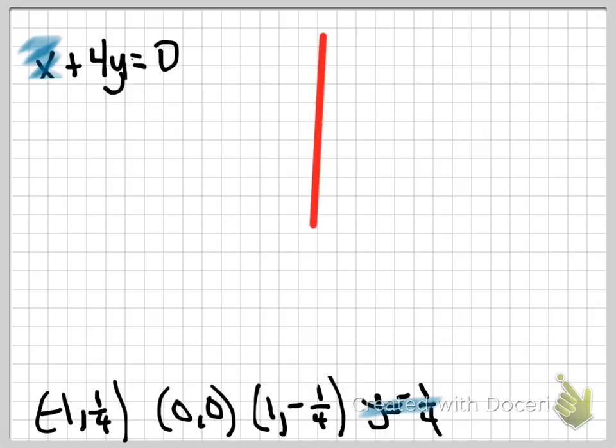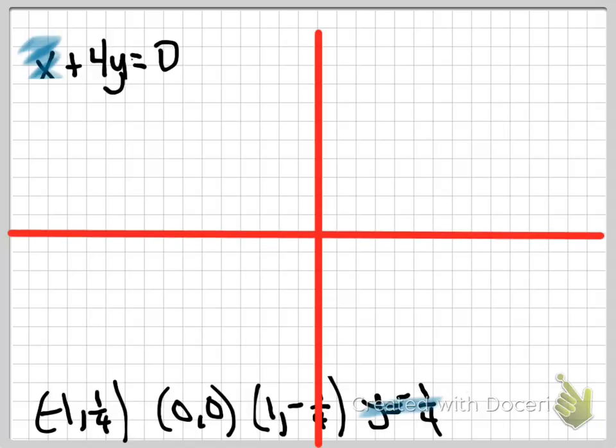Now, could we find 6 points? Yes. Could we find different points than the ones we found and use those? Yes. Anywhere you go, it's going to be on this line. And all you have to do is connect the dots. So I have -1, 1/4. So -1, 1/4 is going to be about right there. And I have 0, 0. And I just put negative 1, 1/4 in the wrong place. It's a negative 1, positive 1/4, so it's above that x-axis. And I had 0, 0, and I have positive 1, negative 1/4. So that's about right there.